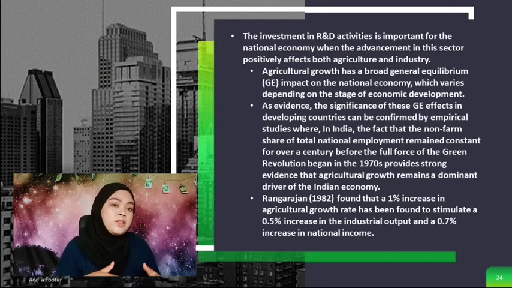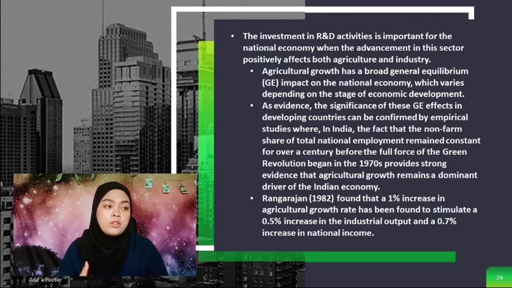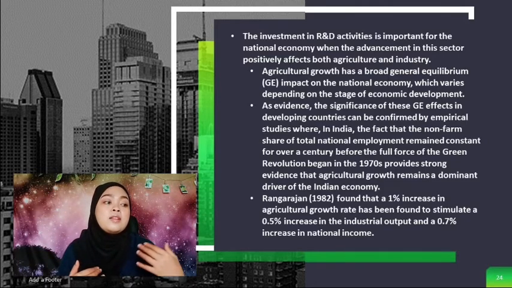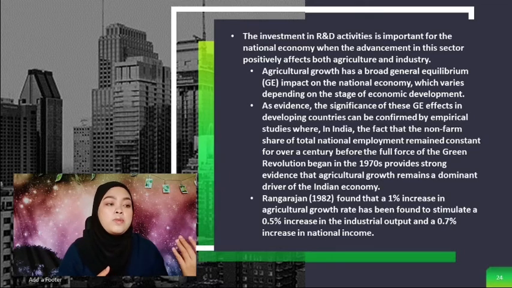Other than that, the investment in the R&D activities is important for the national economy when the advancement in this sector positively impacts both agriculture and industry. Okay, this can be seen as evidence. We can see the significance of this general equilibrium effect in developing countries, confirmed by empirical studies where in India, okay, the fact that the non-farm share of national employment remained constant for over a century before the full force of the Green Revolution began in the 1970s provides strong evidence that agricultural growth remains a dominant driver of the Indian economy. And some studies found that a 1% increase in the agriculture growth rate has been found to stimulate a 0.5% increase in the industrial output and a 0.7% increase in the national income.